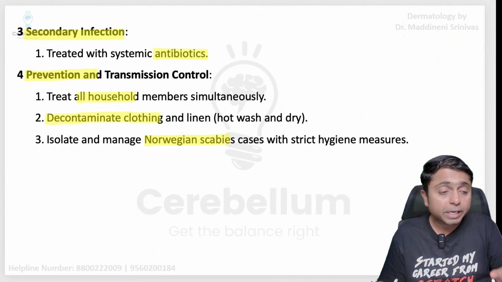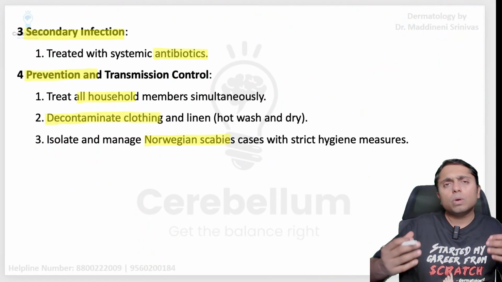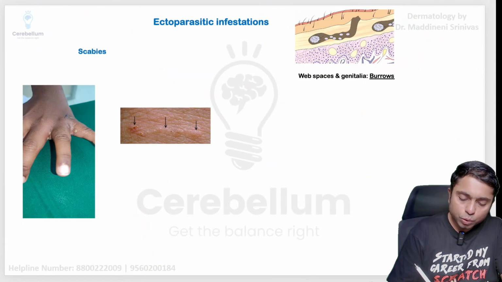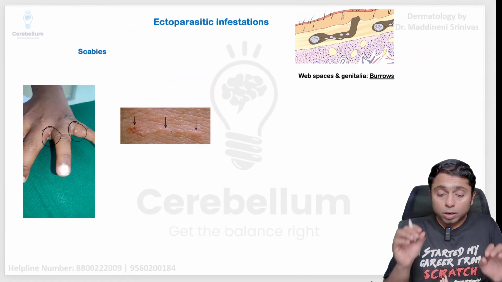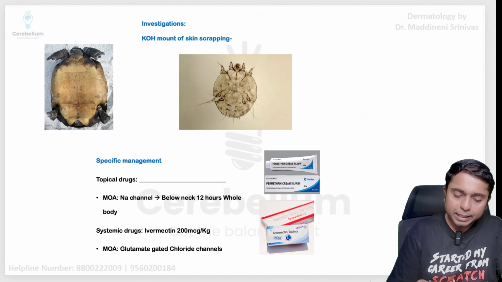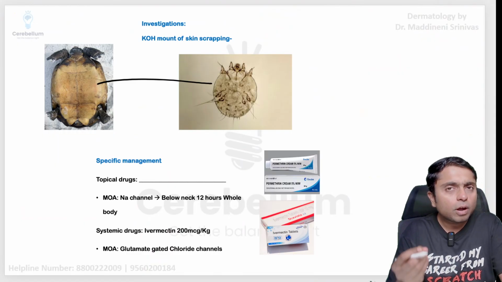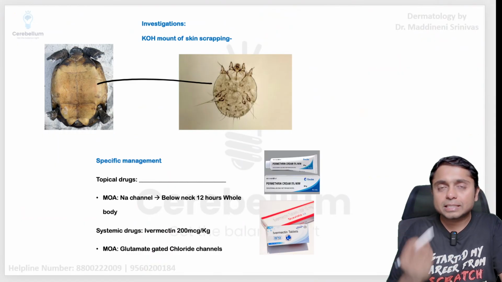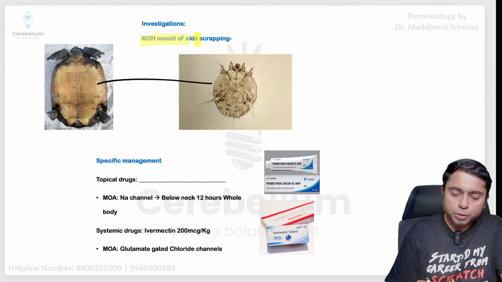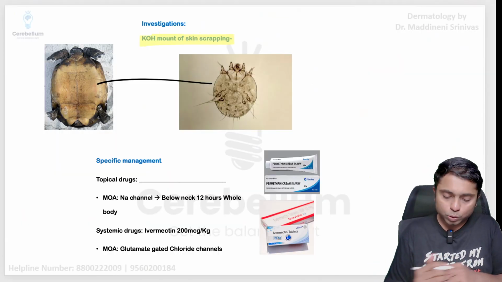So Norwegian scabies patients should be admitted and treated very carefully, otherwise they can transmit the infection to others also. Okay, so you can see these are the pictures. Here you are able to see in the web spaces, there are small pustular lesions, and here you can see this is looking like a cute tortoise. But a tortoise has one pair of anterior and posterior legs, whereas the scabies mite is going to have two pairs of anterior and posterior legs. And of course, KOH mount of the skin scraping has to be done, and it is observed under the microscope.